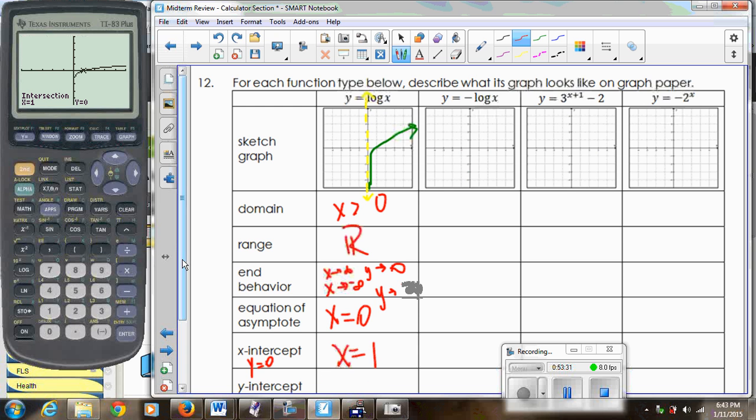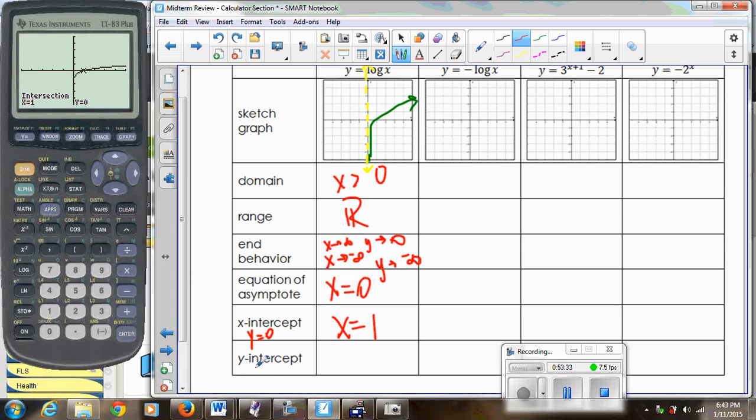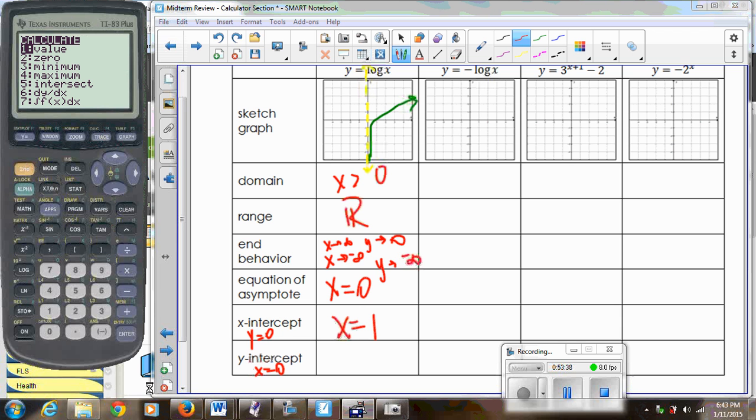The y-intercept is going to occur when x equals 0. I can do that by going to second trace, value, and typing in 0. But x can't be 0 in my function because of that asymptote. So there really is no y-intercept.